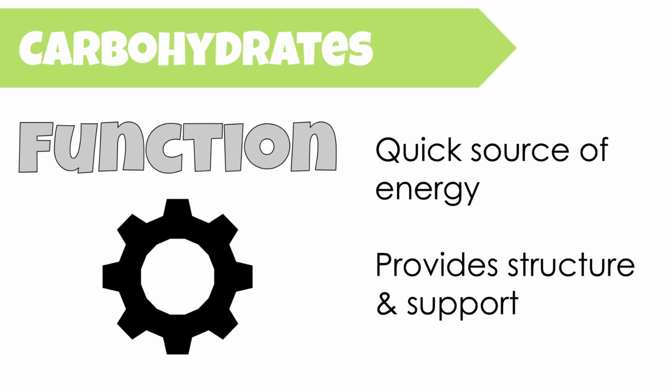The function of a carbohydrate is to be a quick source of energy within a cell. Later in this video series, you will learn about cellular respiration, looking at how we can take a carbohydrate and actually get cellular energy from it. A secondary function of carbohydrates is providing structure and support within cells. Within plant cells in particular, there are carbohydrates that give the cells more structure and support compared to cells without them.